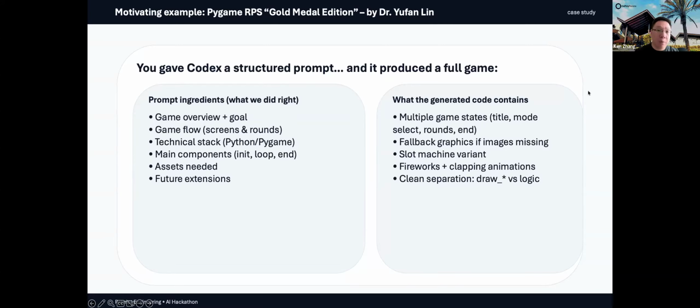And also we can potentially think about what the future extensions are that we need to consider. As a result, the generated code will contain multiple game states. For example, what is the title, what is the mode selection, what are the rounds, what is the end, what is the fallback graphics if images are missing, what are the slot machine variants, what are the fireworks, and also what are the celebration and clapping animations, right?